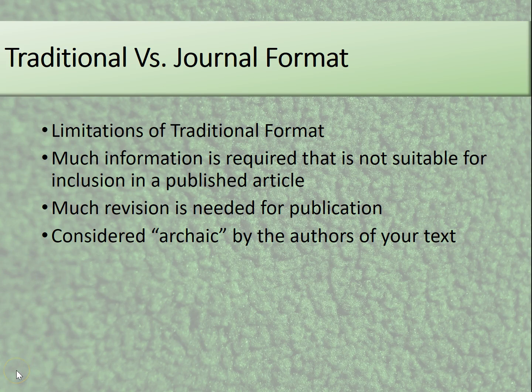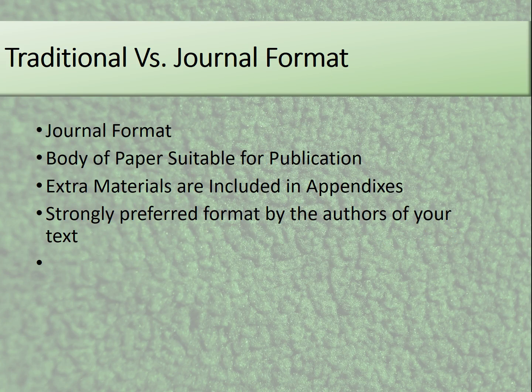The traditional format is considered archaic by the authors of your text. Journal format is a better model for theses and dissertations. There are 3 major parts: preliminary materials, body of thesis or dissertation, and appendix. In this format, the body of the paper is suitable for publication. Extra materials are included in appendixes. This is the strongly preferred format by the authors of your text. Next we will go through the 3 major parts of the journal format.